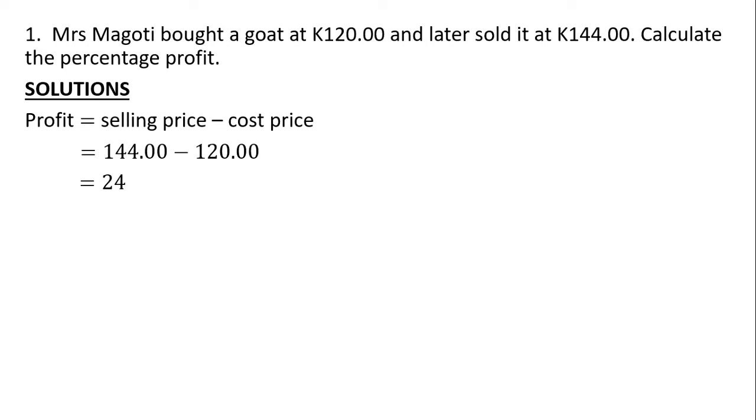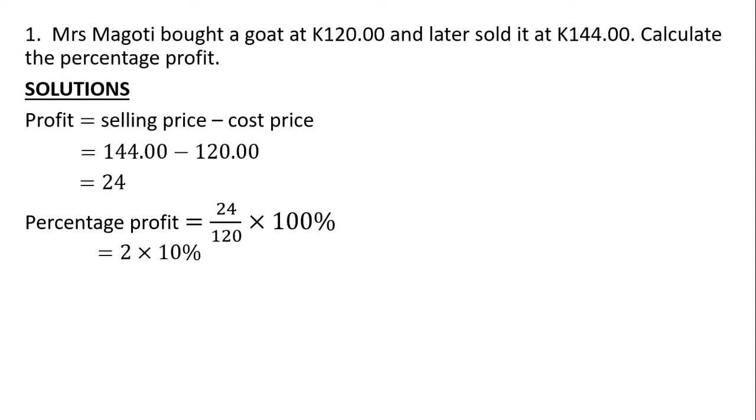To find the percentage profit, we say percentage profit equals 24 over 120 times 100%. If you divide 10 into 100, you get 10. 12 into 12 gives us 1, and 12 into 24 gives us 2. So we remain with 2 times 10%, which gives us 20%. Therefore, the percentage profit was 20%.